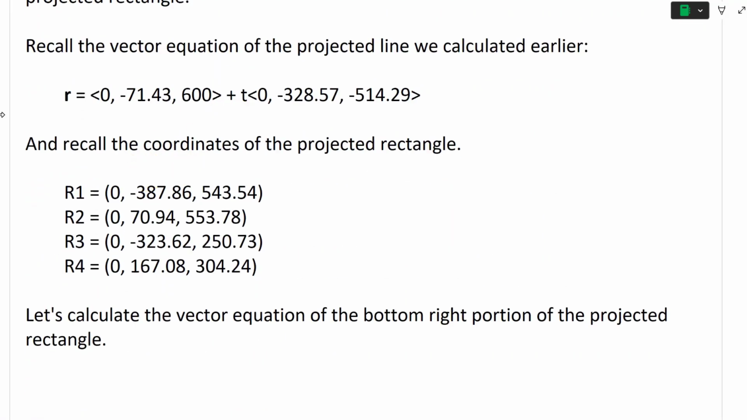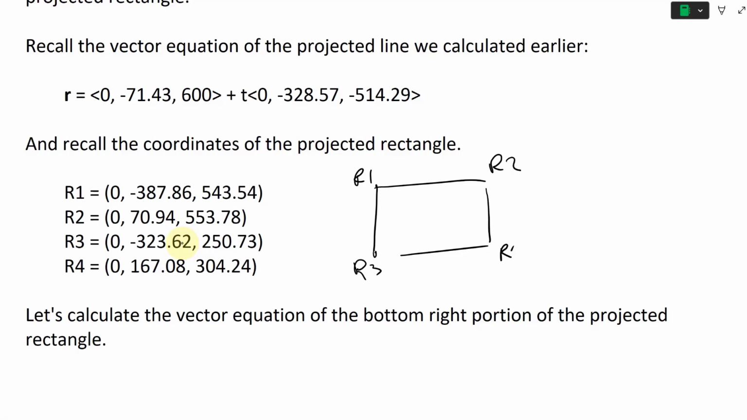Now that we have that line, recall the coordinates of the projected rectangle. I'll call this R1. This is equal to 0, then negative 387.86, etc., 543. And there's R2, R3, R4. I'll show you what they mean. Basically, R1, I call it the top one. This is R2, and then this is R3, and this is going to be R4.